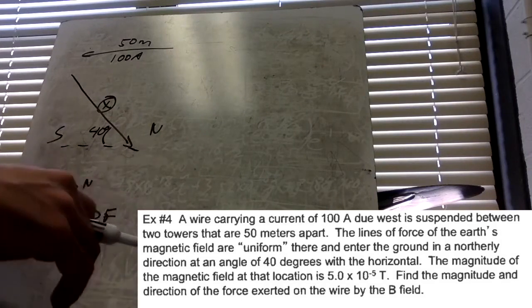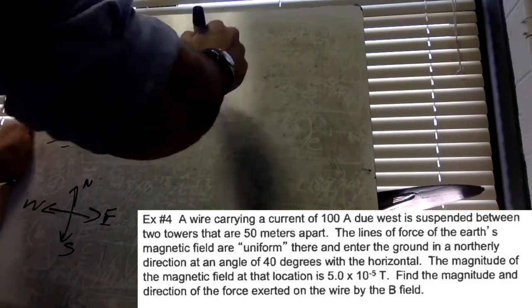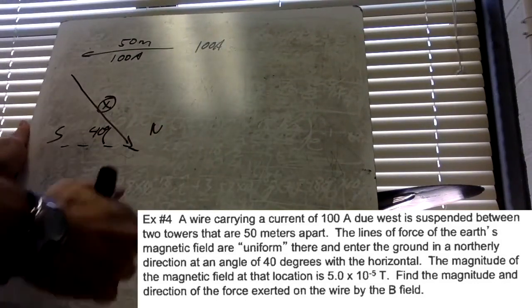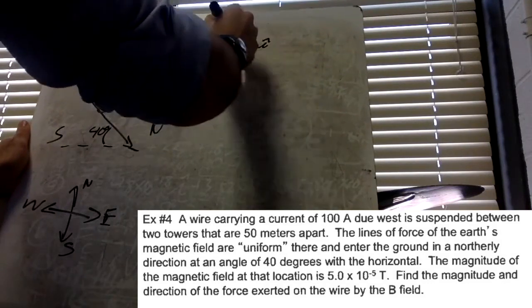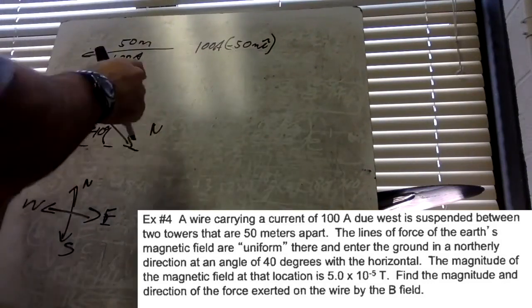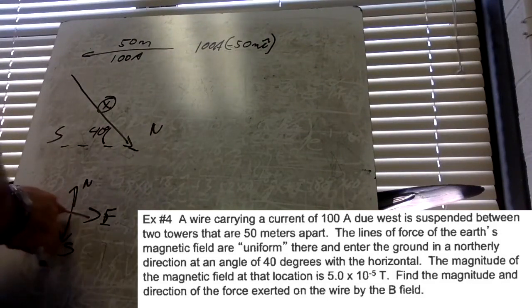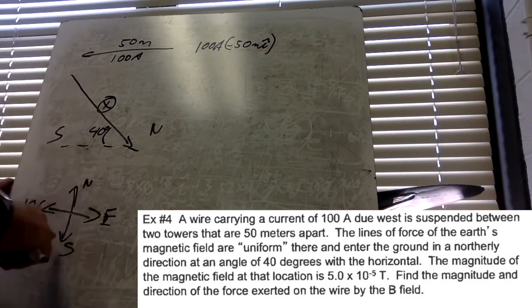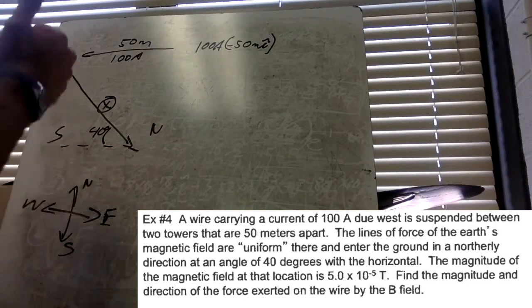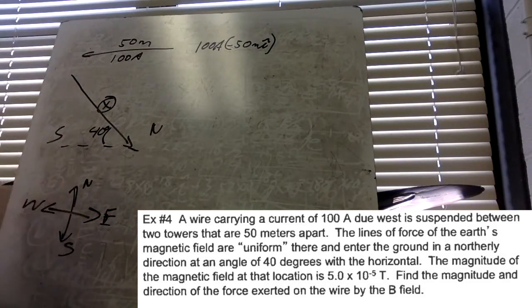Okay, and so IL cross B is going to be 100 amps, that's I. L is negative 50 meters i. Okay, so I'm treating east and west as my x-axis, all right? And so that means that north and south is going to be my y-axis, and up is going to be positive on the z-axis.